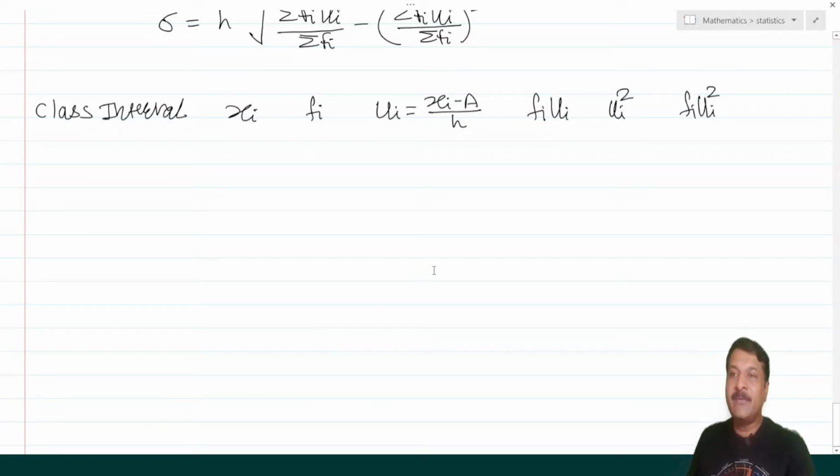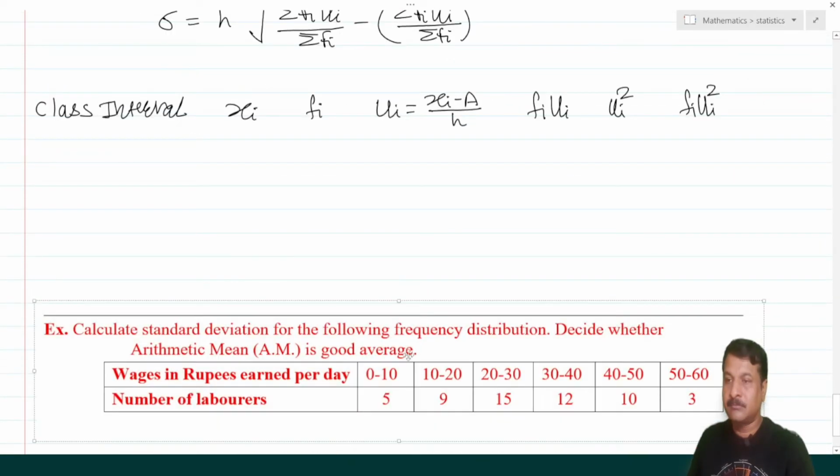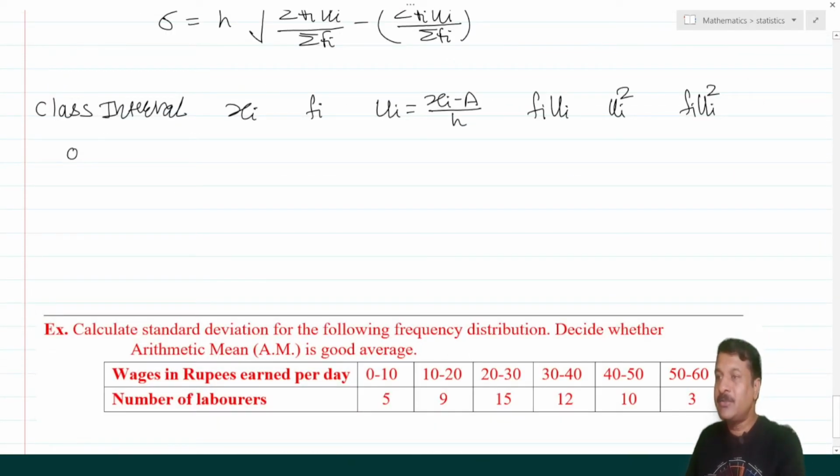So by the given values, here class interval is 0 to 10, then 10 to 20, 20 to 30, 30 to 40, 40 to 50, 50 to 60.